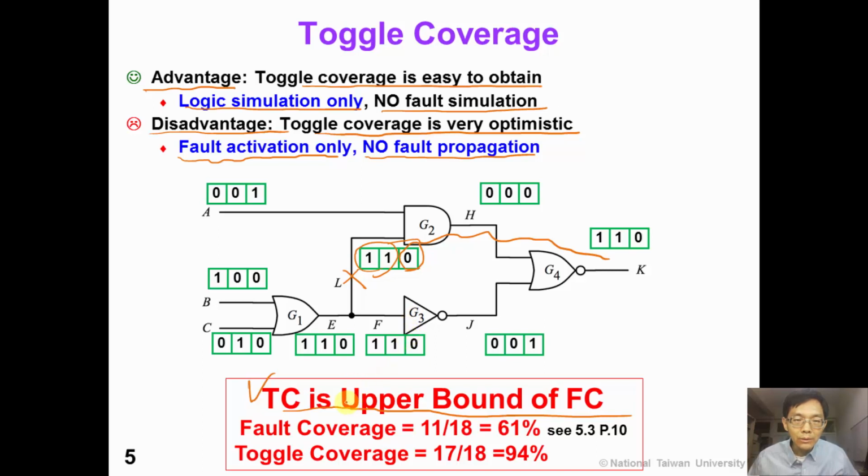For example, for this circuit, the fault coverage is 61% only, but our toggle coverage is 94%. So in this case, we can see that toggle coverage is much larger than the fault coverage. If you want to know the details of fault coverage, you can review the video 5.3 on page 10.